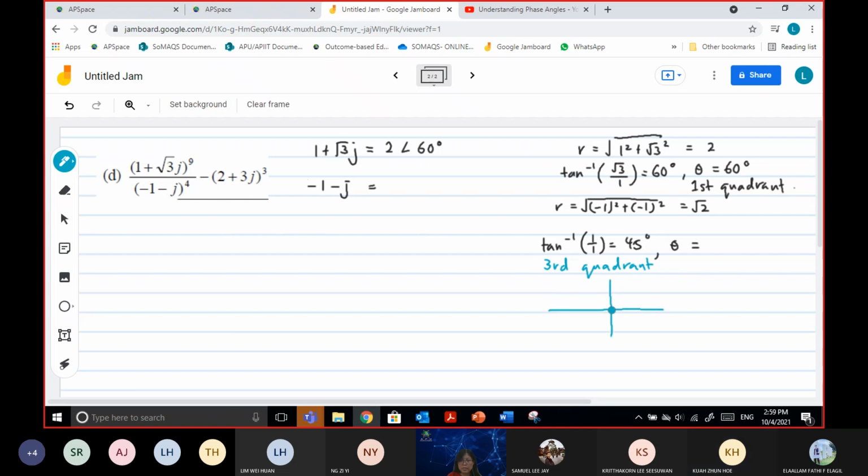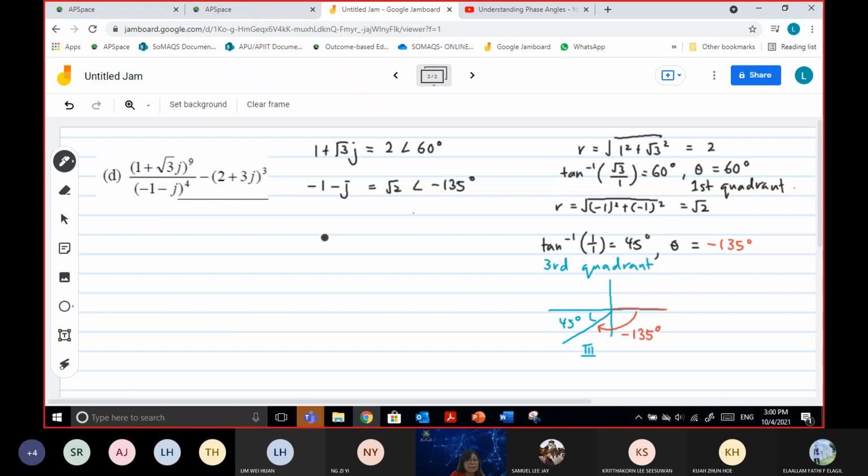So in the third quadrant, here is the 45 degrees, right? When we come to the third quadrant, remember we put it as a negative angle. We measure from here, so we take 180 minus 45, which with a negative angle is -135 degrees. So we apply the principal value. We have square root of 2 angle -135 degrees.